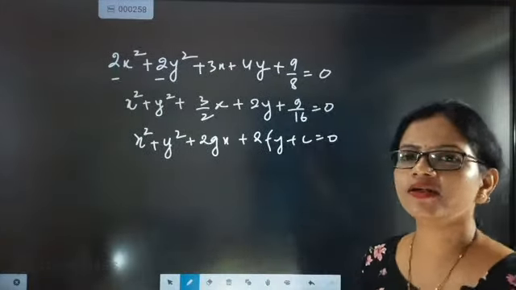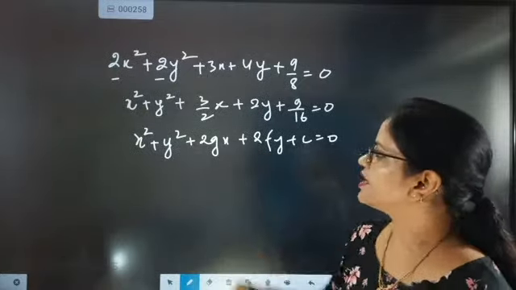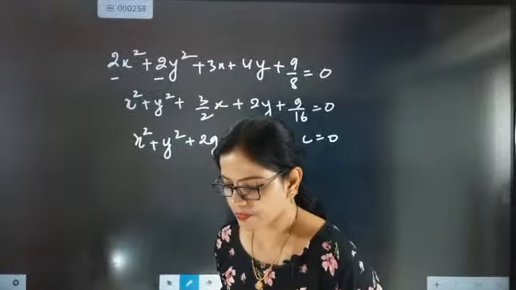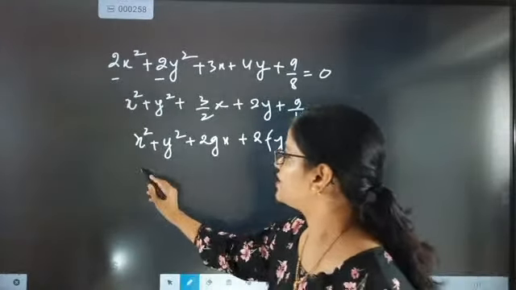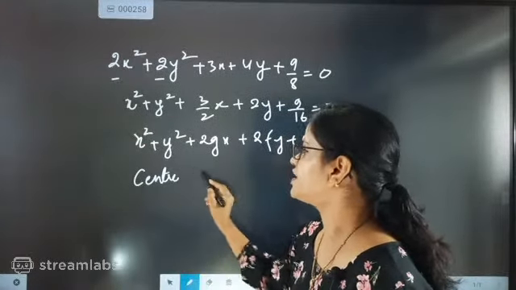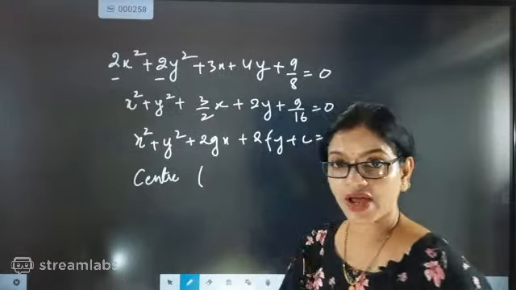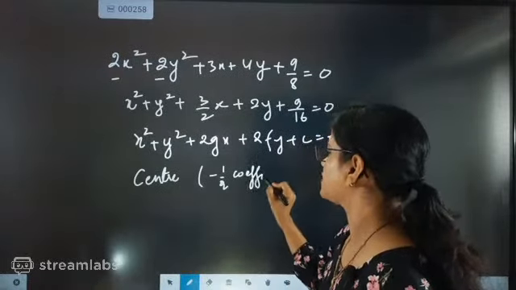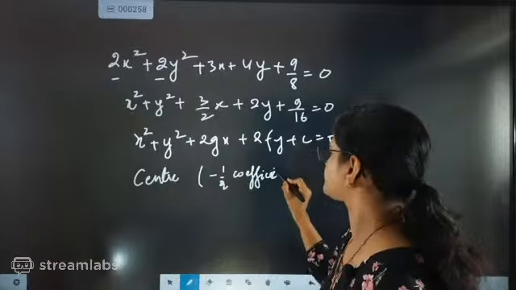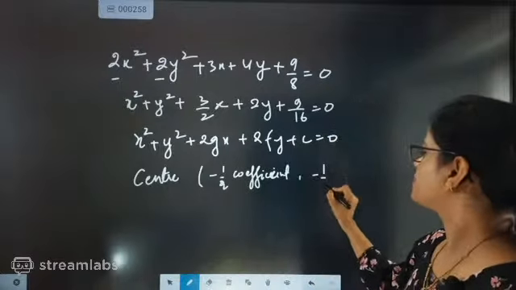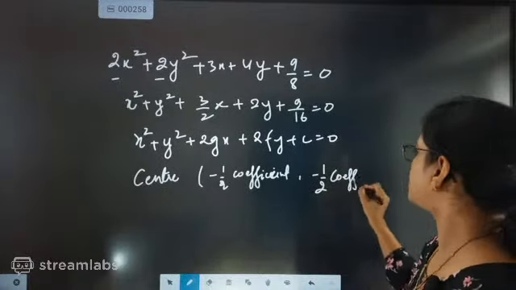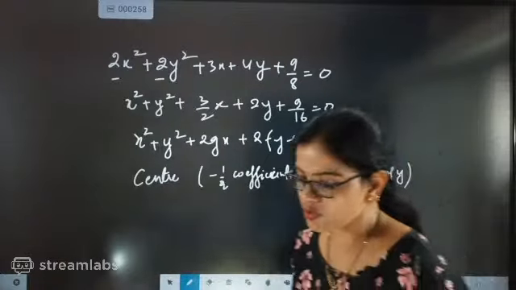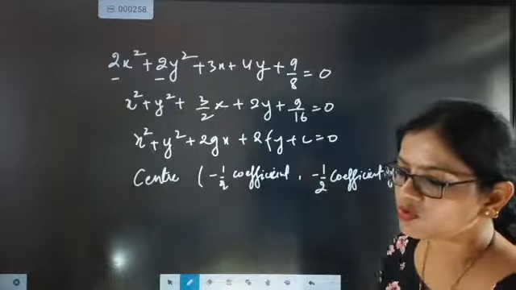Now shall we write like that? So now g will be coming as minus 3 by 4. Come on, tell me quickly, what will be g? Now I told you the center finding formula. How to get the center? Center means minus 1 by 2 into the coefficient of x, comma, minus 1 by 2 into the coefficient of y.